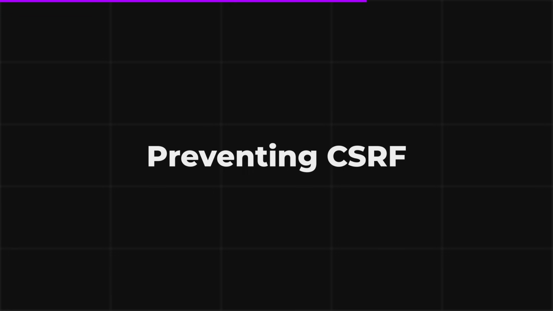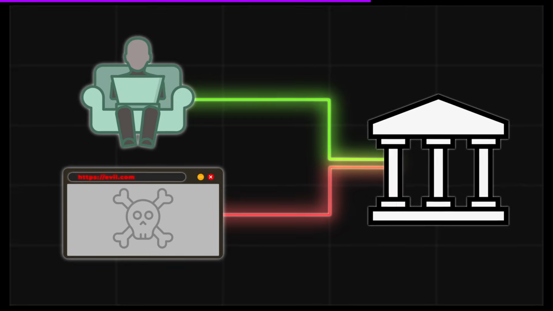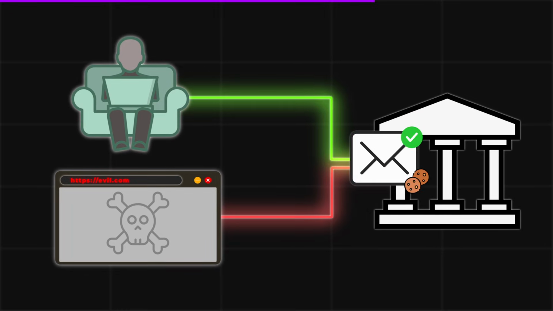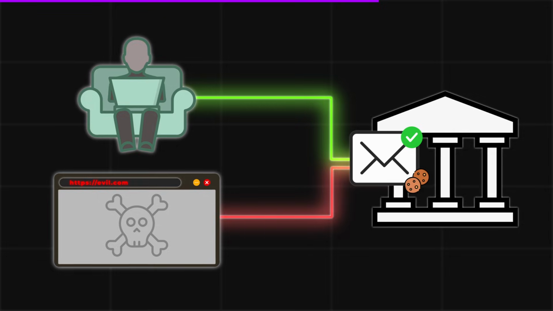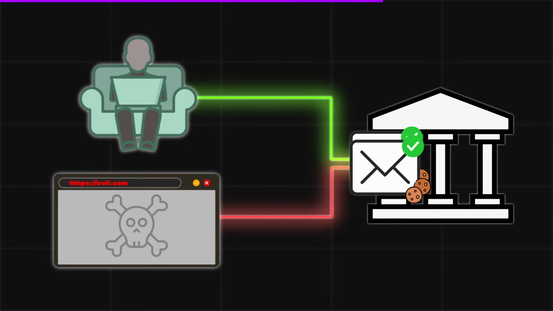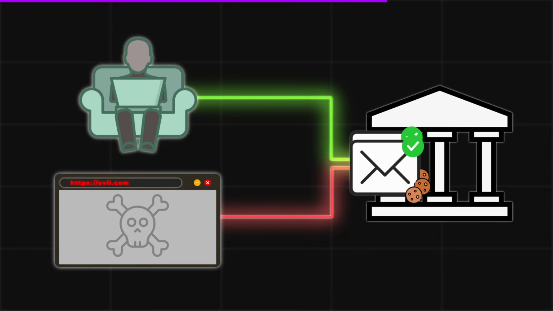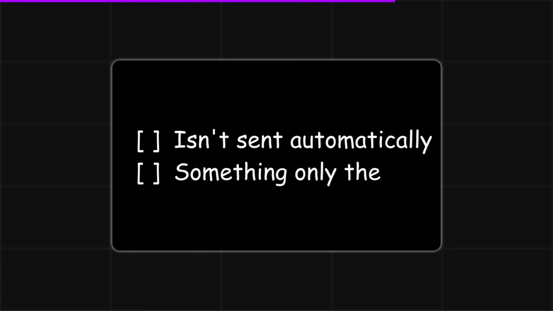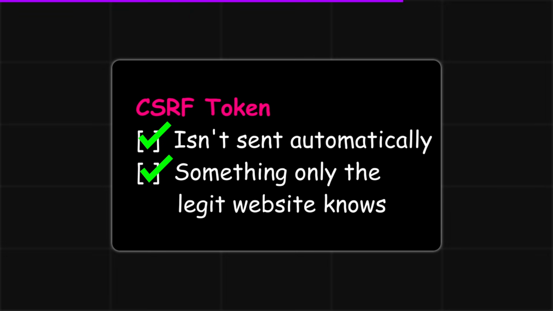So how do we stop this? Well, the problem is clear. Your bank can't tell the difference between a request you made and one that was forged on your behalf. The cookies look the same either way. So we need something extra, something that isn't sent automatically, something that could only have come from the legitimate website. That's exactly what a CSRF token is.